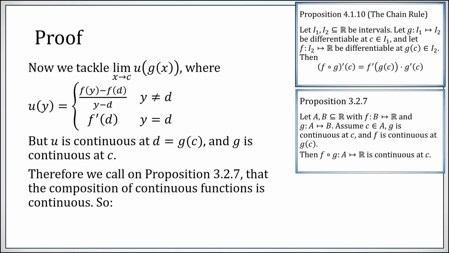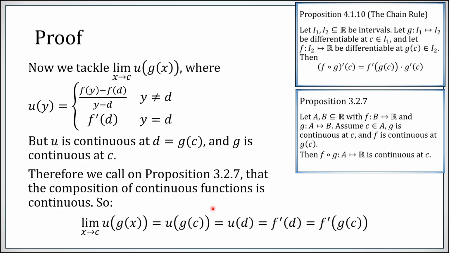So let's recall Prop 3.2.7. The composition of continuous functions is continuous. So representing y equals g of x, this is now the composition of two continuous functions at a point of continuity. So how do we compute the limit as x approaches c of u of g of x? We can simply plug in x equals c, u of g of c, that's u of d. What's u of d? It's exactly f prime of d. What was d? It was g of c. So overall, this limit is exactly f prime of g of c.